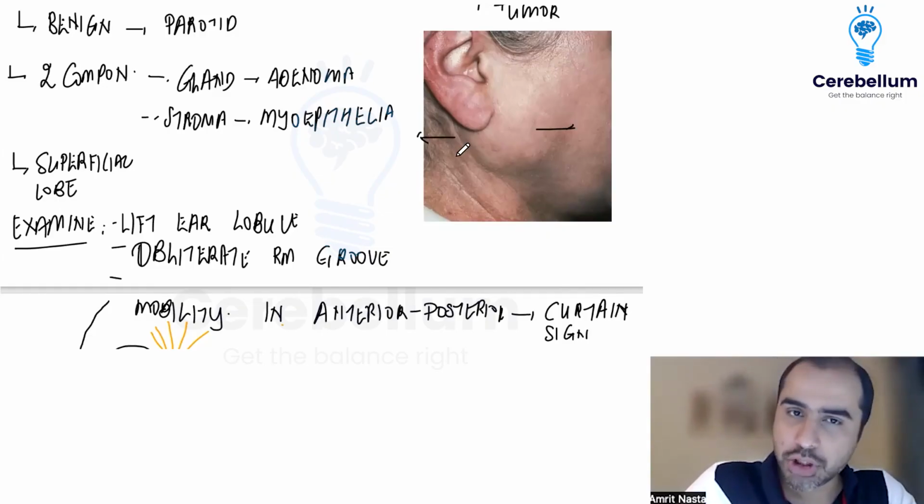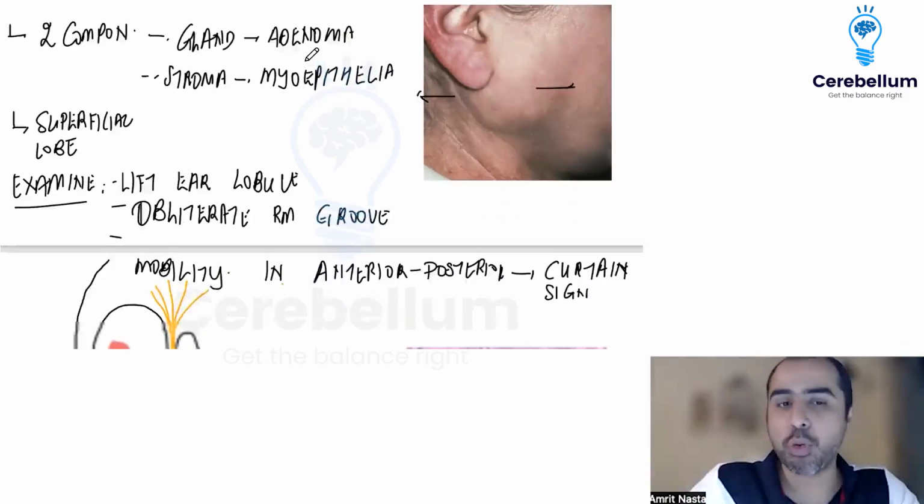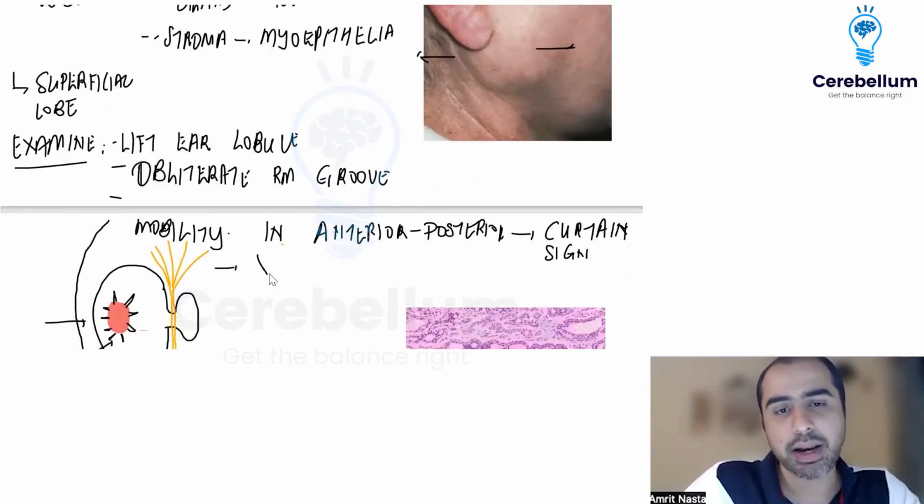And because the tumor has so many parts, gland also, stroma also, mixed components, this tumor has a variable consistency. Means some parts will be soft, some parts will be firm, some parts will be hard. It will be variable. The consistency will be variable.